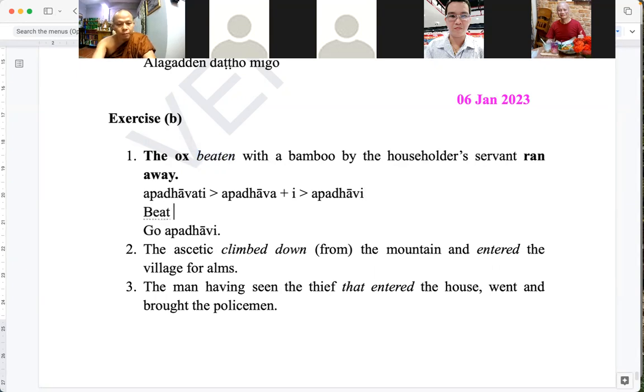Beat in Pali is paharati. Paharati as a past participle form is pahata, with the dotted da. So this pahata is actually the past participle. So now, the past participle adjective.